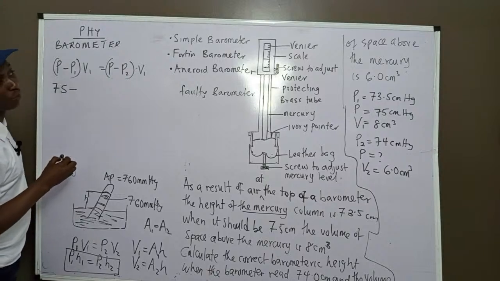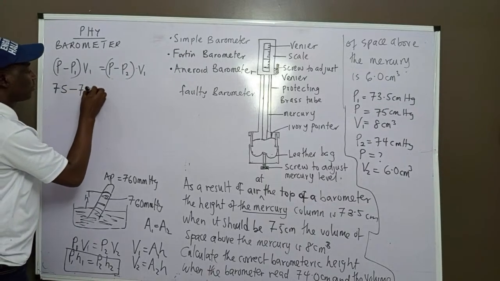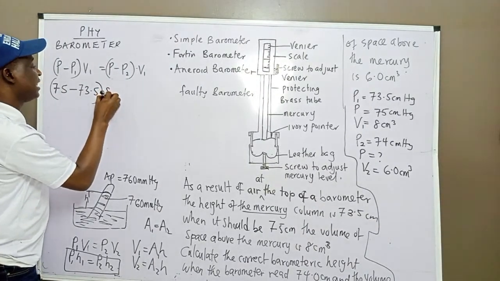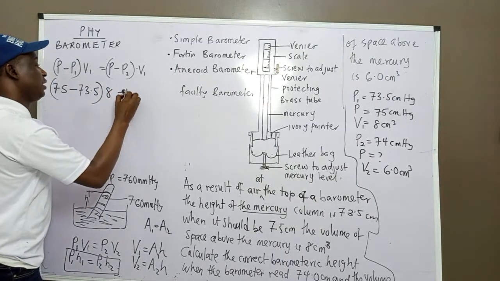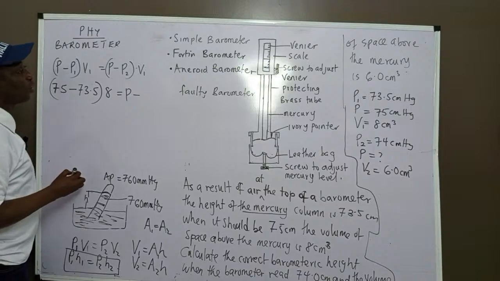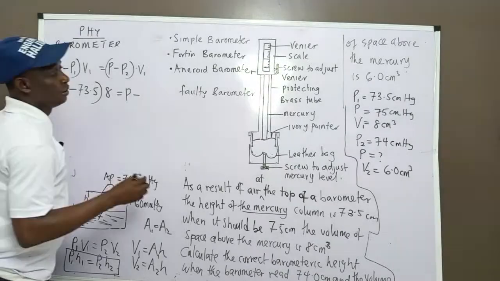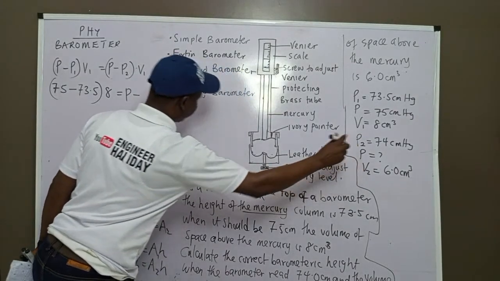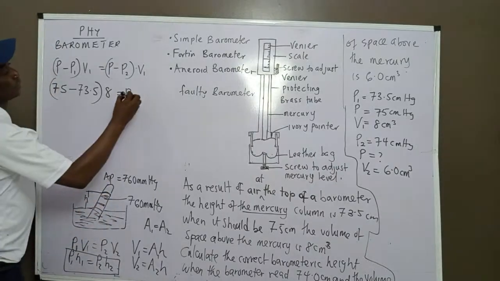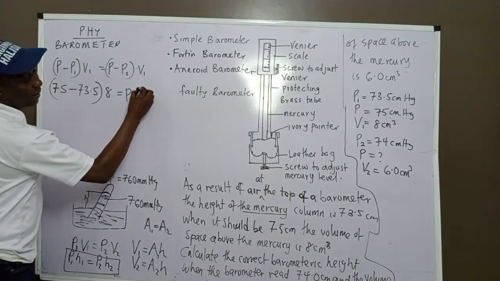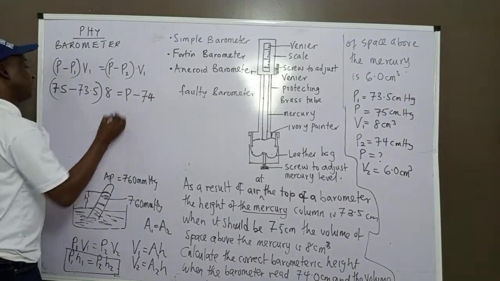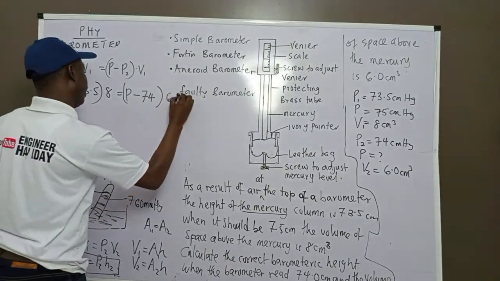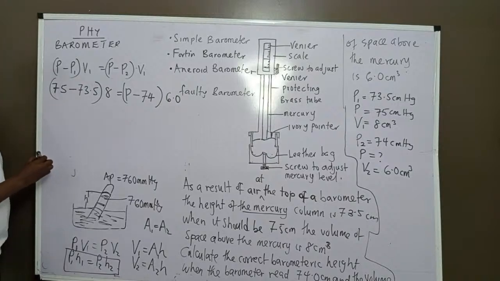73.5 times 8, which is V1. Don't forget, P is the correct barometric height for that one. So I'm going to have P minus 74, the error of that, times 6.0, the volume.